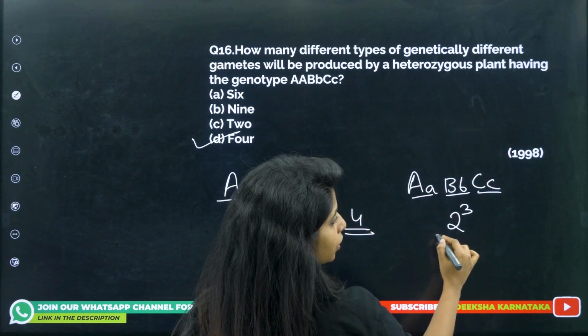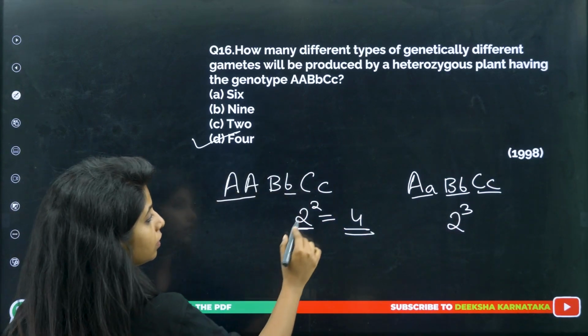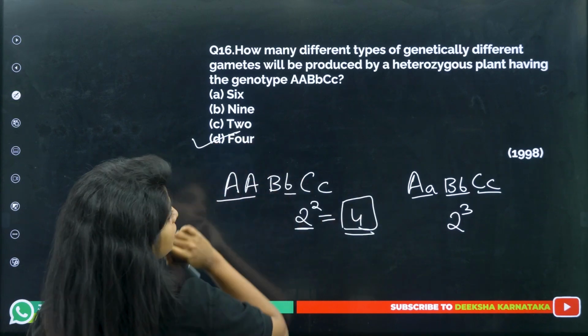So 2 by 3, 2 into 2, 4, 4 into 2, 8 would have been the condition. 8 gametes would have been produced. Over here, there are only 2 that are heterozygous, which is why 2 raised to the power 2, you have 4. This is the correct answer.